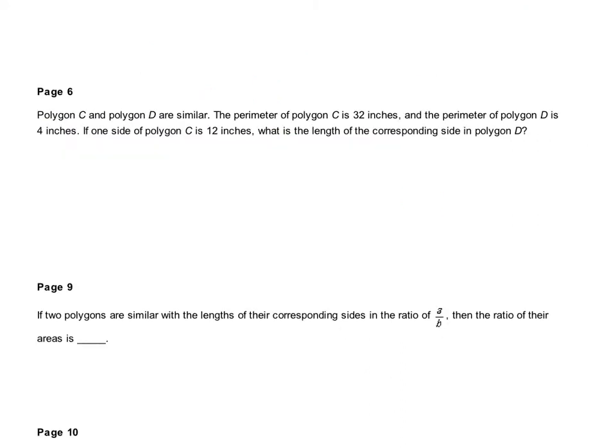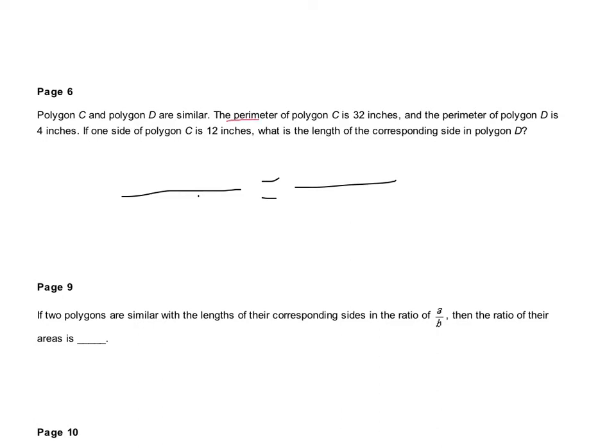12.5. So on page 6 it says polygon C and polygon D are similar. The perimeter of polygon C is 32 inches and the perimeter of polygon D is 4. If one side of polygon C is 12 inches, what is the length of the corresponding side in polygon D? Well, I can just set up a proportion. Proportion is the fraction equals fraction thing where you cross multiply and divide.